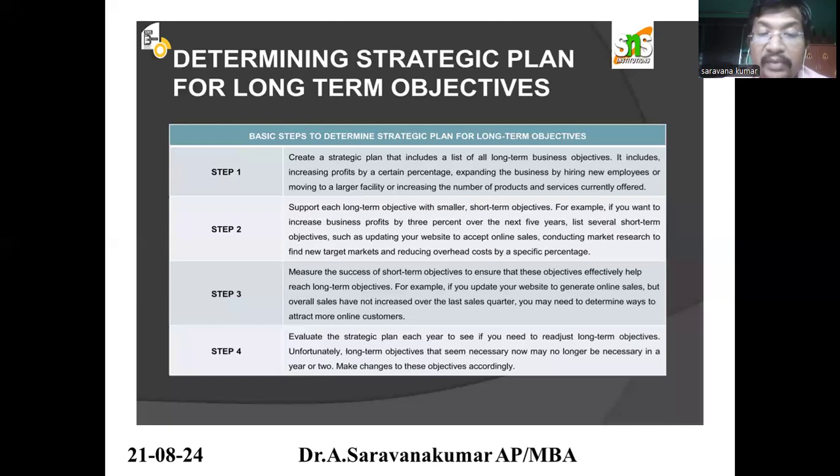Measure the success of short-term objectives to ensure that these objectives effectively help reach long-term objectives. For example, if you update your website to generate online sales, but overall sales have not increased over the last sales quarter, you may need to determine ways to attract more online customers. Evaluate the strategic plan each year to see if you need to readjust long-term objectives. Unfortunately, long-term objectives that seem necessary now may no longer be necessary in a year or two. Make changes to these objectives accordingly.